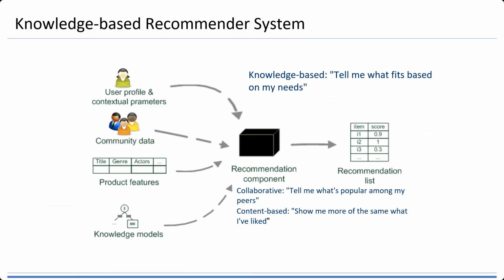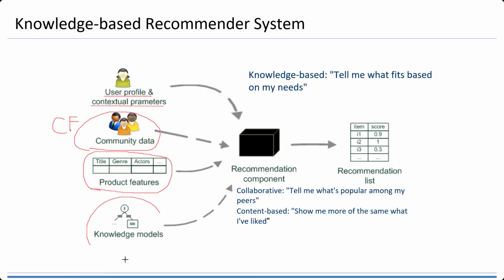So you already know about this diagram before. When we want to use the user profile and some contextual parameters, then we say this is content base. And if we want to use some community data, in this case the community data is the rating, then we call this collaborative filtering. If we have the product features, then we can combine with the content base.